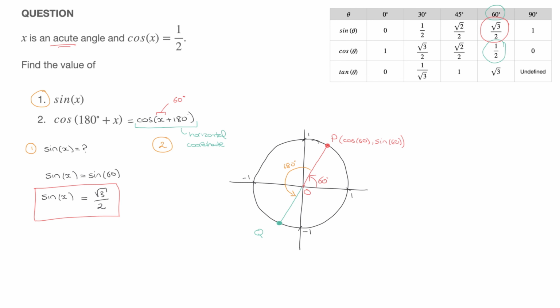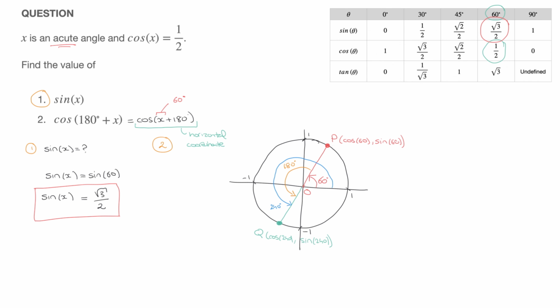And so this angle here would be 180 degrees. And as I'm sure you can appreciate, the total angle that I'm drawing right now in blue would be 60 plus 180, which is 240 degrees. Now, by definition, this point Q has coordinates cosine of 240 and sine of 240. And so now we know that the cosine of x plus 180 that we're after is cosine of 240. So that's the horizontal coordinate of this point Q.